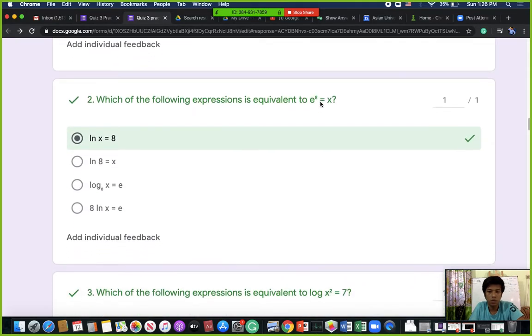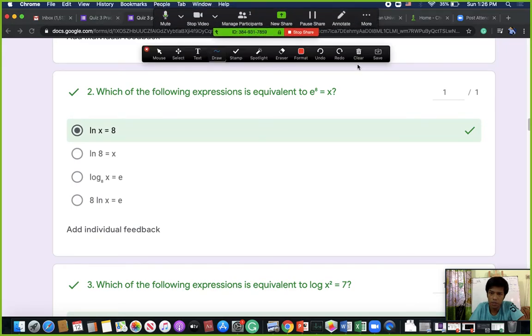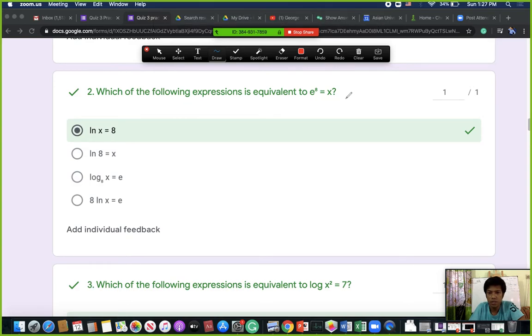Okay, so the next one is, which of the following expressions is equivalent to e to the power 8 equal to x? What can we do here is multiply both sides by ln. How do we know that we have to multiply both sides by ln? Because there is a log here, so we need to give it a try.